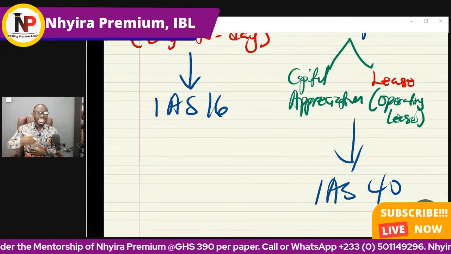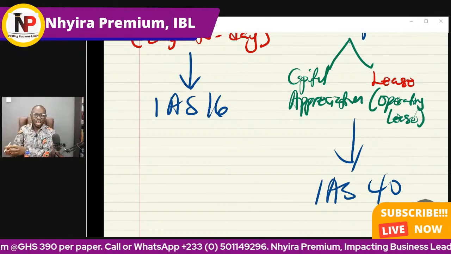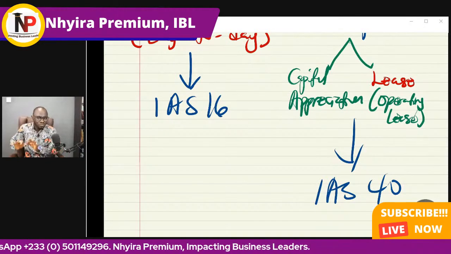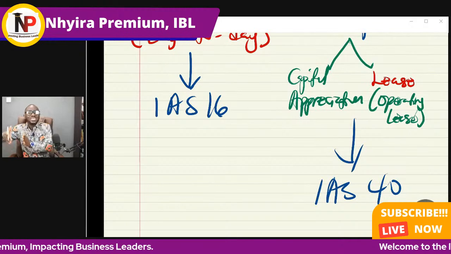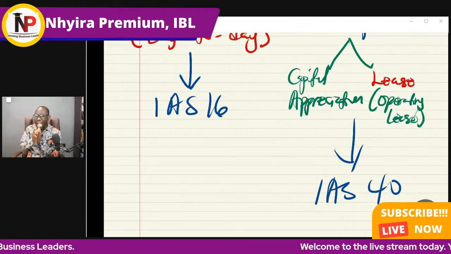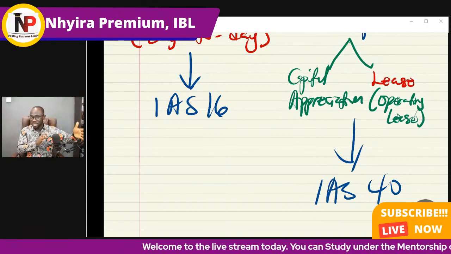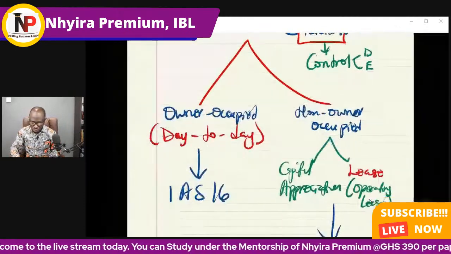But if the entity leases the asset out and it is a capital or finance lease, then it will not be accounted for as an investment property, but it will be accounted for in accordance with IFRS 16 lessor accounting. And that is very critical. Remember when we did leases last week, and I explained that principle to you very well.